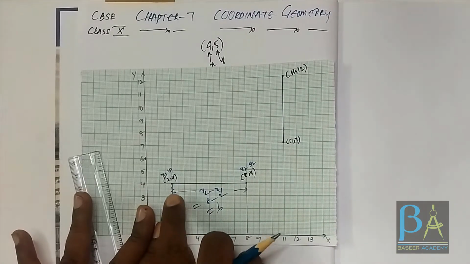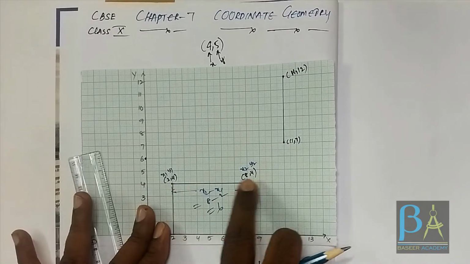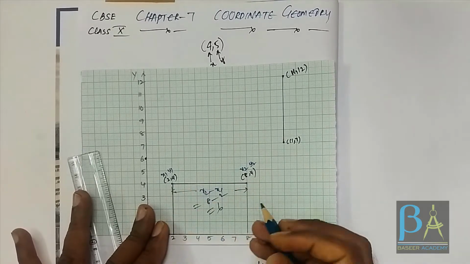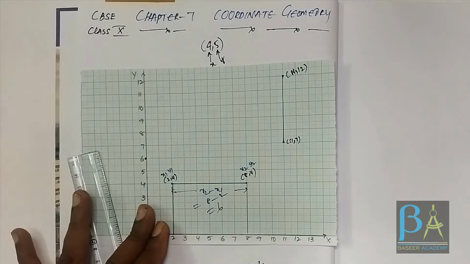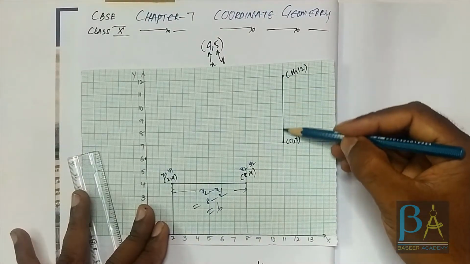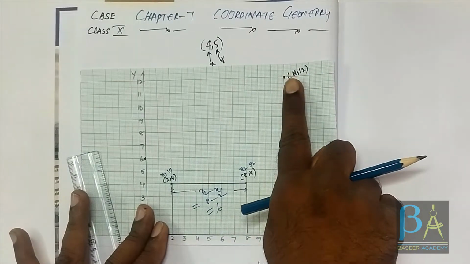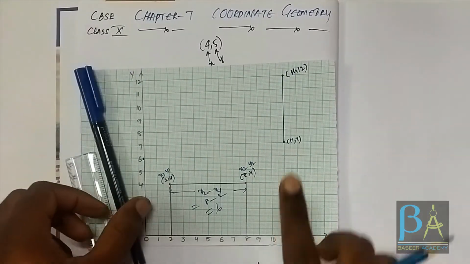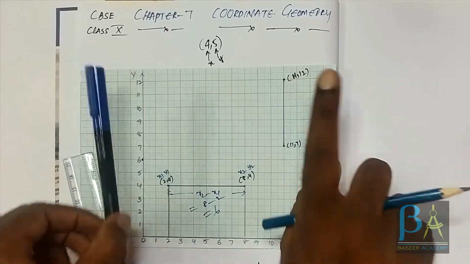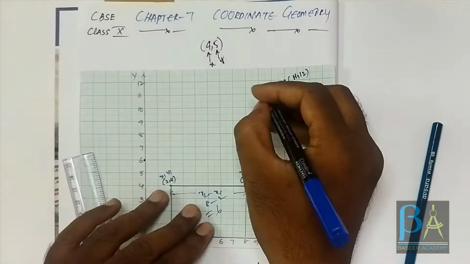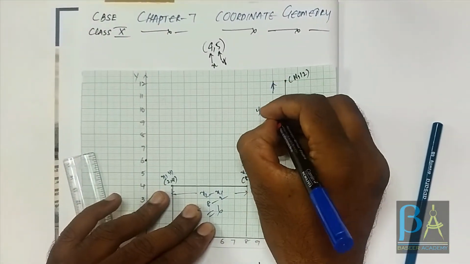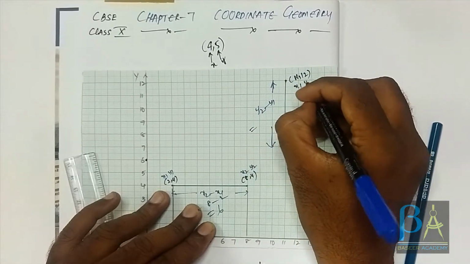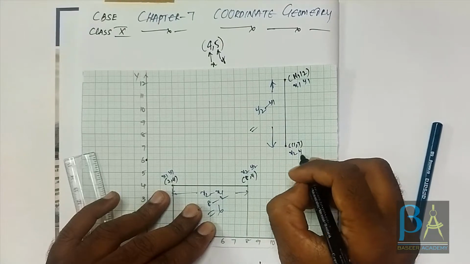So remember, if there is a line segment joining 2 points, and if that line segment is parallel to the x-axis, then the distance between the 2 points is going to be x2 minus x1. Similarly, if we have a line segment joining 2 points, and if this line segment is parallel to the y-axis, then the distance between the 2 points is going to be y2 minus y1.